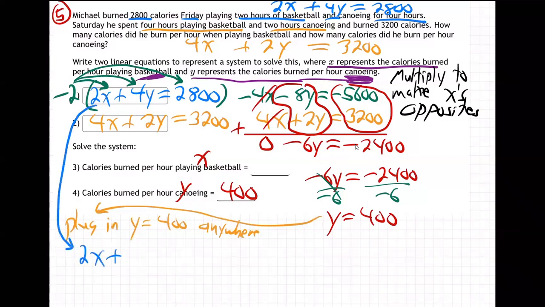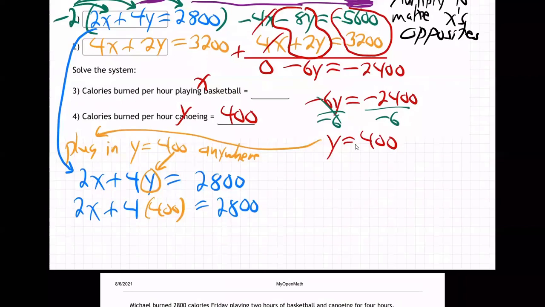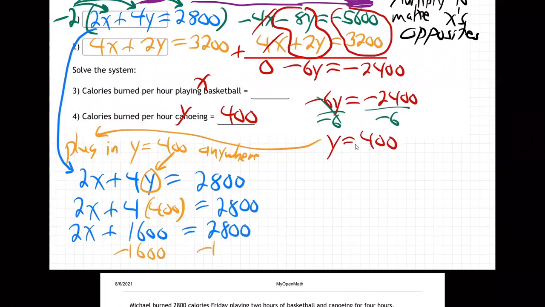It doesn't matter. 2x plus 4. You could grab the bottom one. You could grab the ones over there after you multiply. It doesn't matter. Grab anything you want. And then just plug that in. So I'll plug in this 400 right there for y. It's 2x plus 4 times 400 equals 2,800. 2x plus 1,600 is 2,800. Subtract 1,600 from both sides.